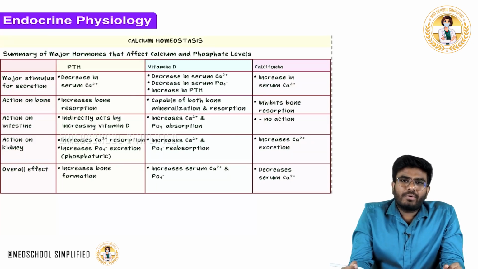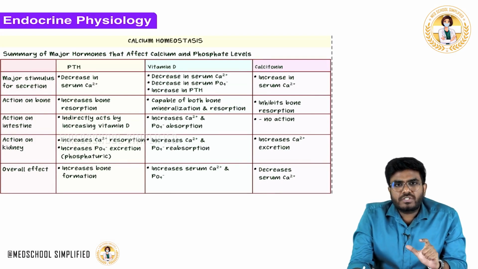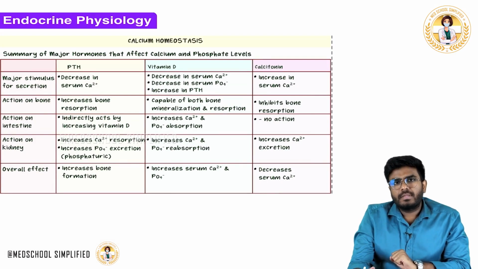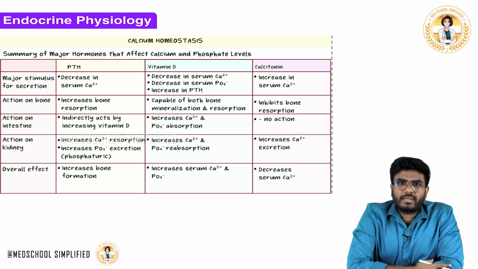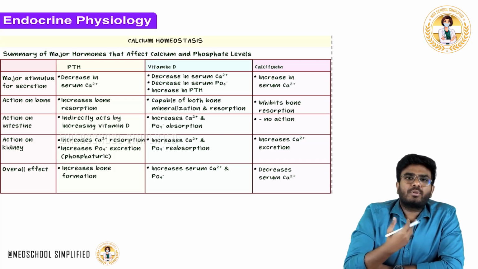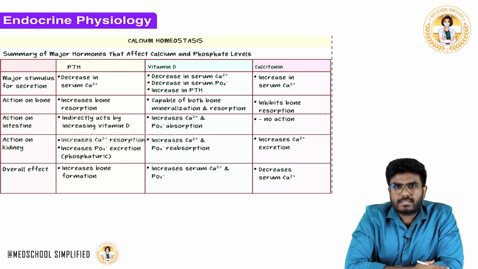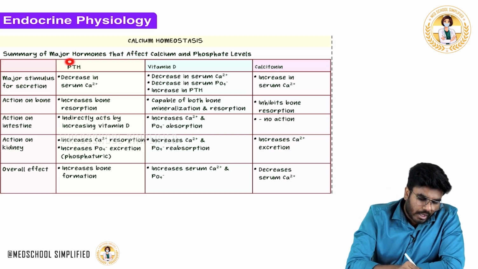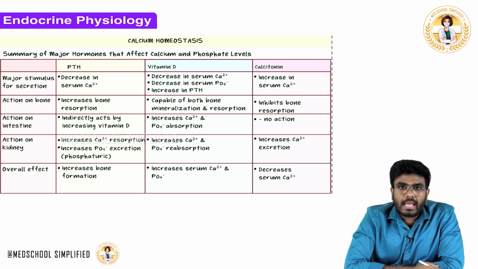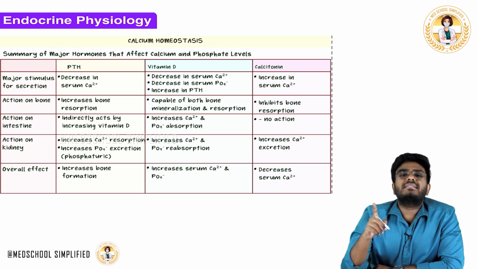Welcome back guys. Now in this video let's discuss calcium homeostasis and the hormones which are regulating the blood levels of calcium. We all know from the beginning of the chapter endocrinology, everywhere wherever possible I am discussing the calcium. The three important hormones which are regulating the calcium homeostasis are parathyroid hormone, that is PTH, as well as vitamin D.